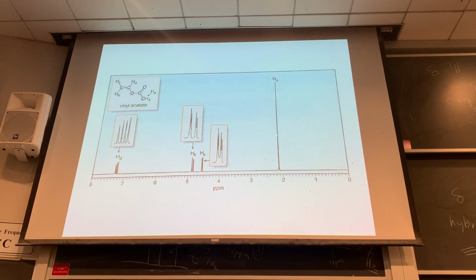What's the integration? 3 to 1 to 1 to 1. The multiplicity pattern and the magnitude of those coupling constants. That's an advanced topic, okay? This is the trickier topic, keeping track of the magnitude of the coupling. But multiplicity tells us how many neighbors, combined, of course, with integration and what? The shift position. And we'll review that and work a bunch of problems next time.